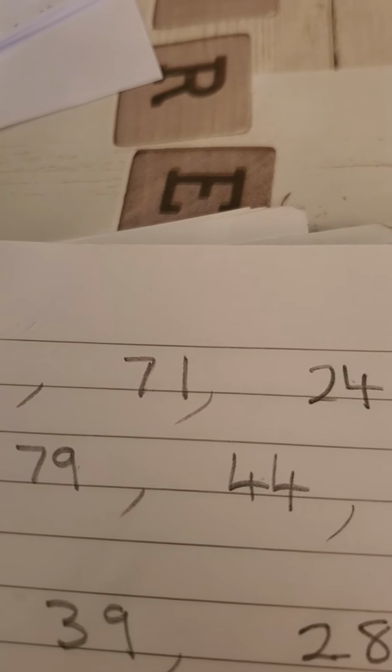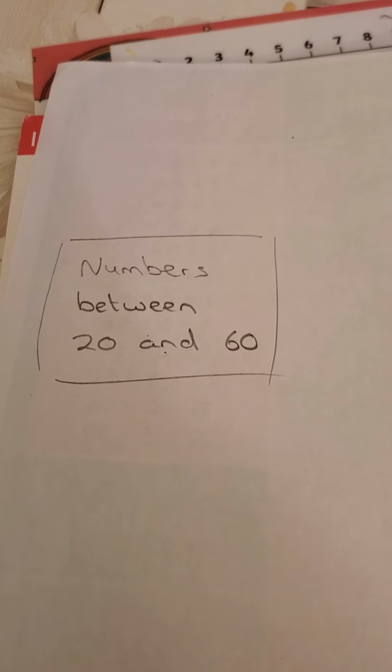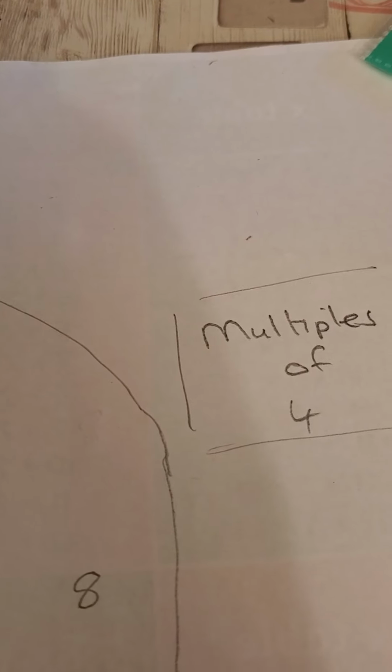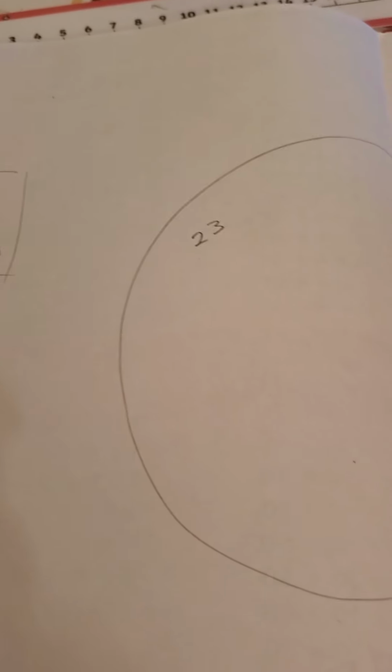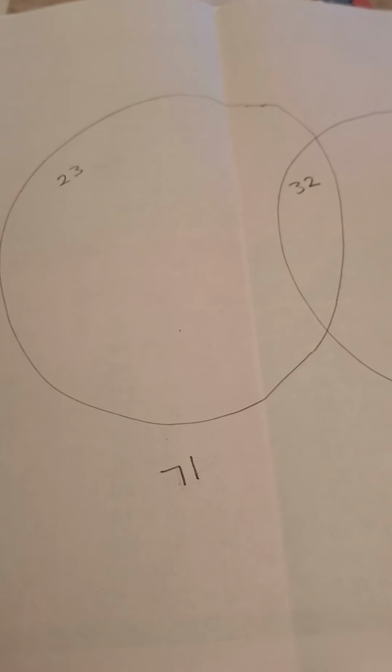Now, 71. Is 71 between 20 and 60? No. Is it a multiple of 4? No, all multiples of 4 end in even numbers. So it doesn't belong in this circle and it doesn't belong in this circle. So what on earth are we to do with 71? Well, when something doesn't belong in either circle, we write it outside the circle like this.